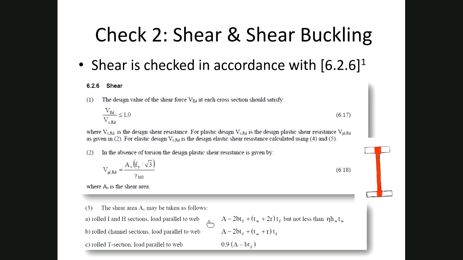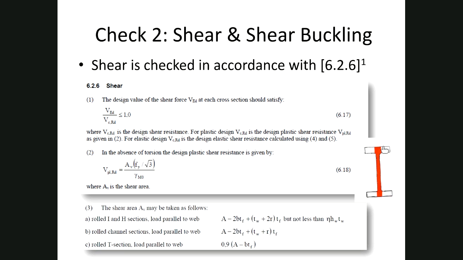And the shear area for the different sections: we typically use a rolled I section here, and we're going to load up the web. So the shear area is equal to this formula at the bottom here. Often with these formulas we have a limit. So we take the overall area of the section, the whole lot of it, which you get from the blue book, so that's A.